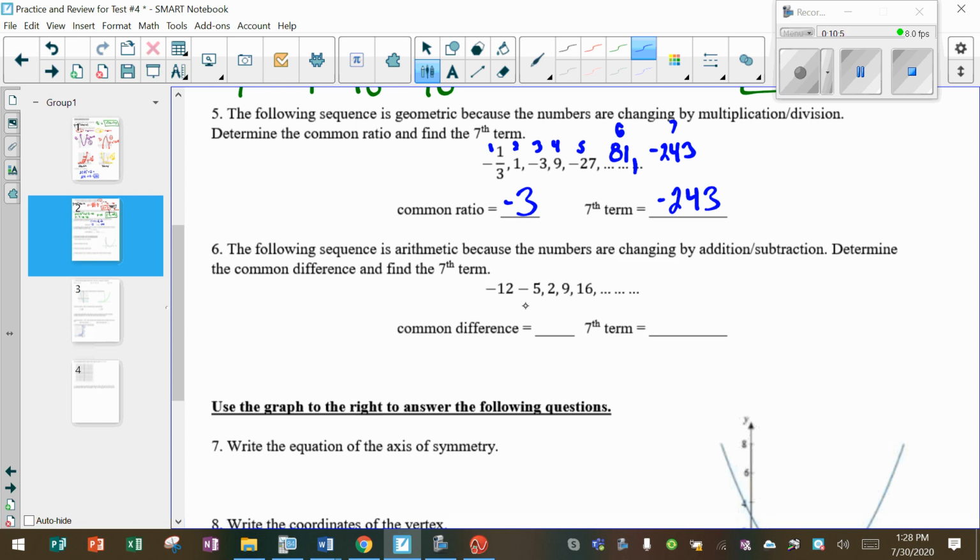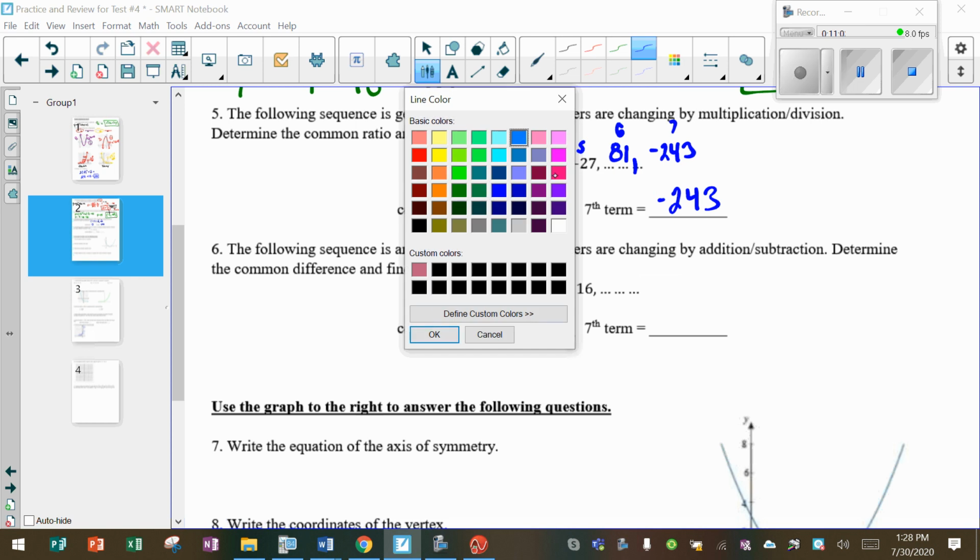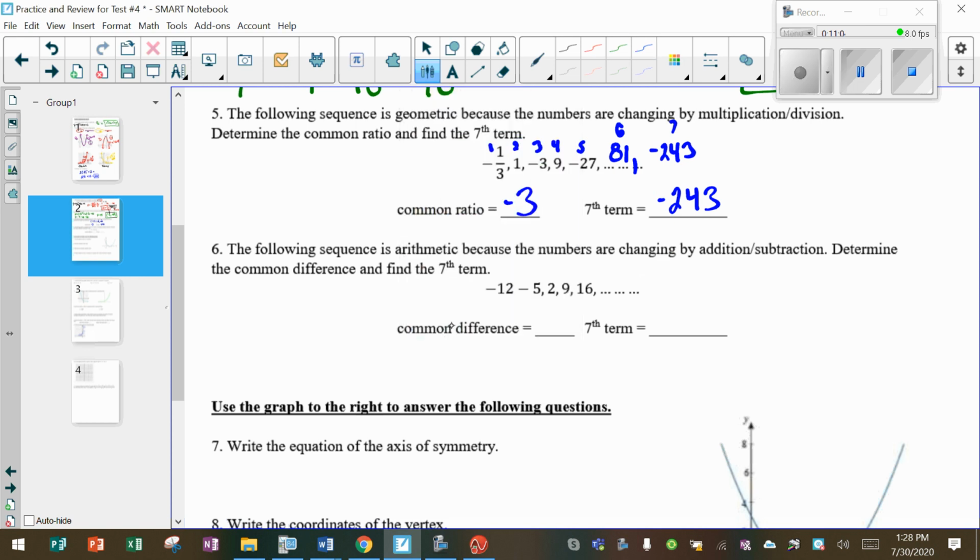So if we look at these, negative 12 to negative 5 to 2 to 9 to 16, the easiest place to look to see how these numbers are changing is probably some of the smaller numbers that are positive. So how do we get from 2 to 9 and then from 9 to 16? Well, we do that by adding 7. So let's just keep adding 7.